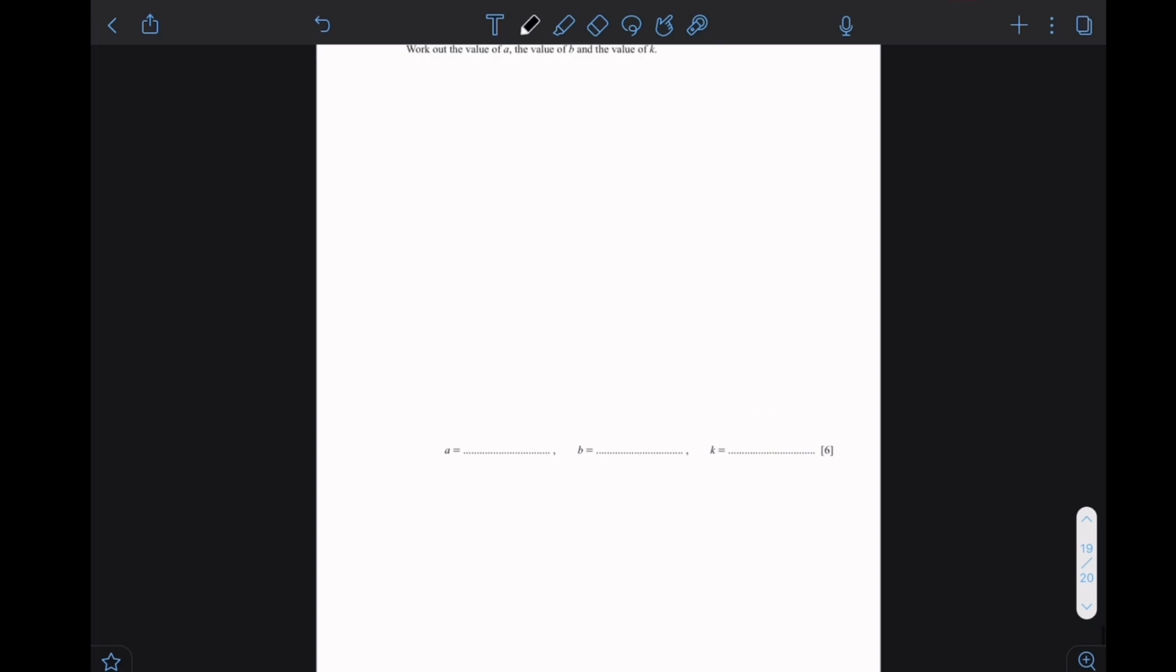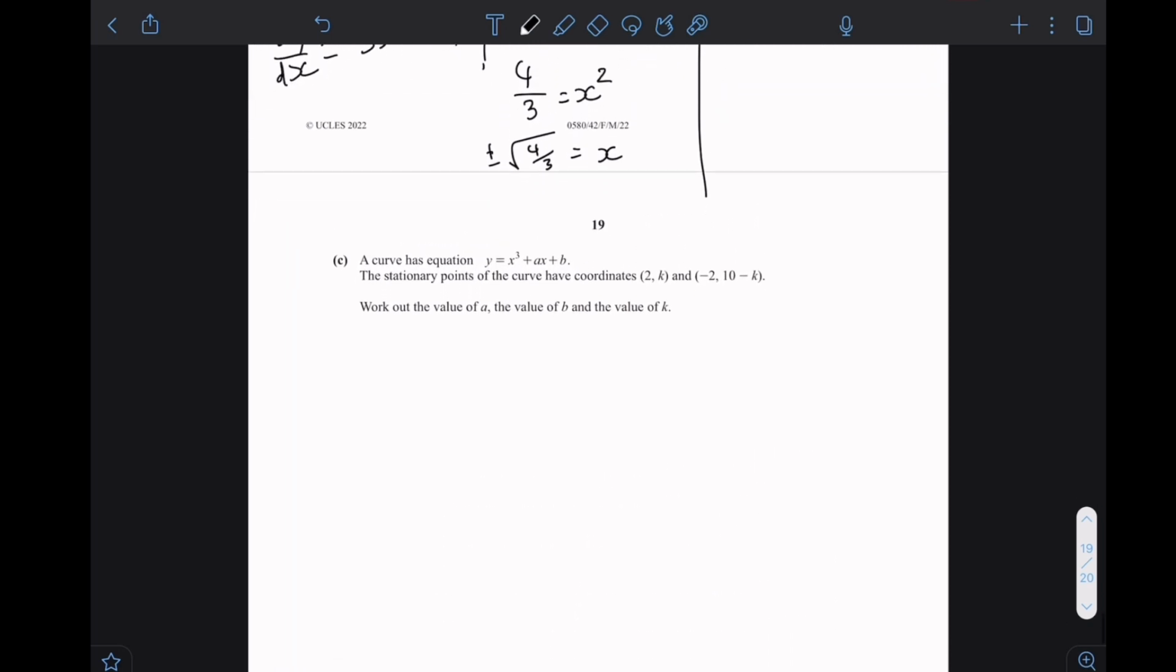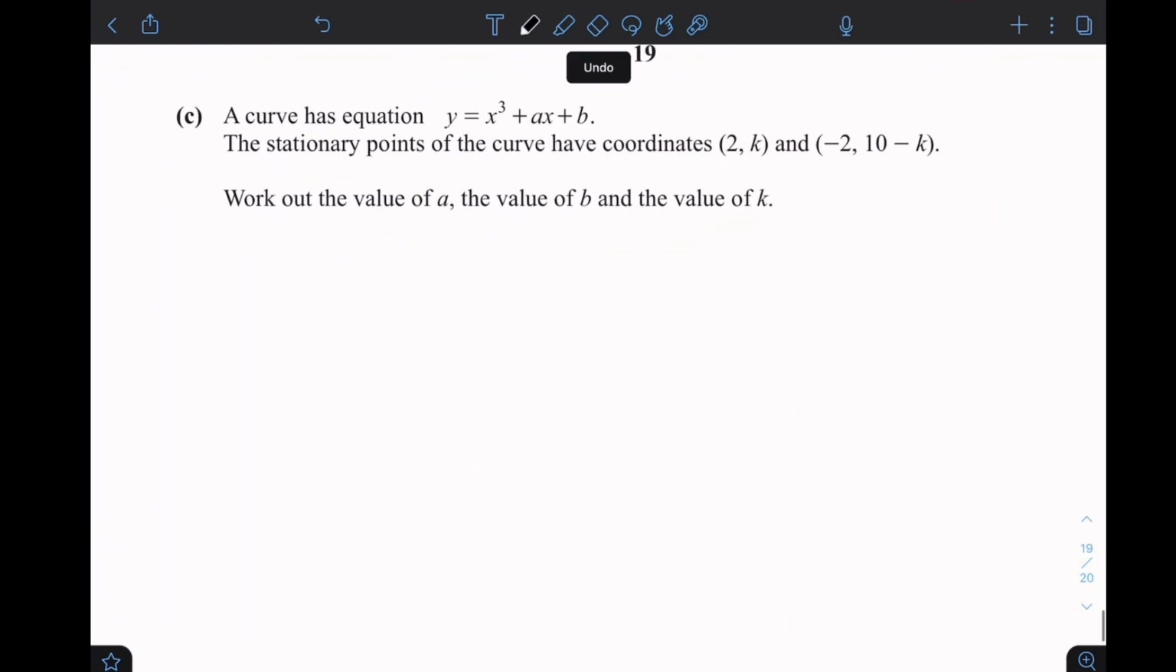Okay, so last question, and most of my classmates found this very hard, and other friends I've spoken to also found it a bit hard. So I'll just go through this.